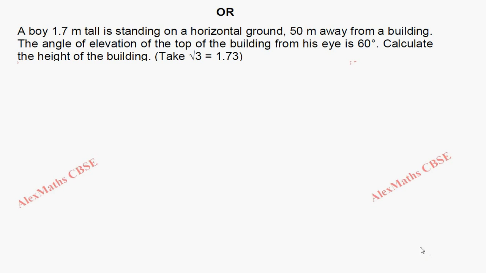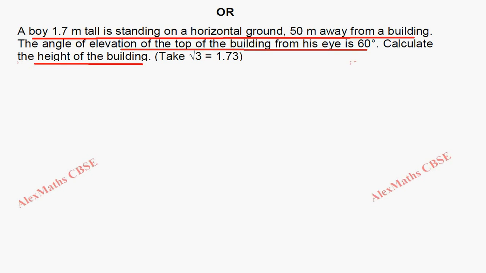meter. Now coming to the next question, a boy 1.7 meter tall is standing on a horizontal ground 50 meter away from a building. The angle of elevation of the top of the building from his eye is 60 degree. We have to calculate the height of the building.